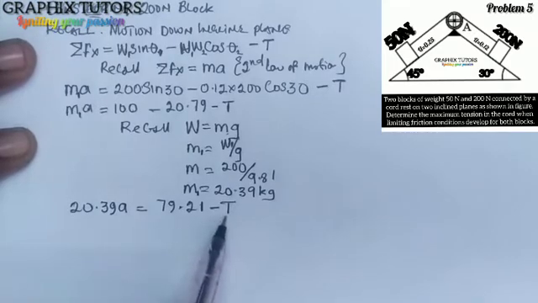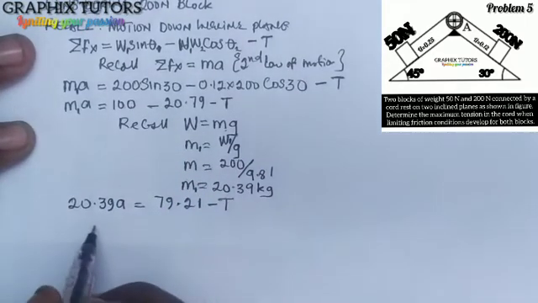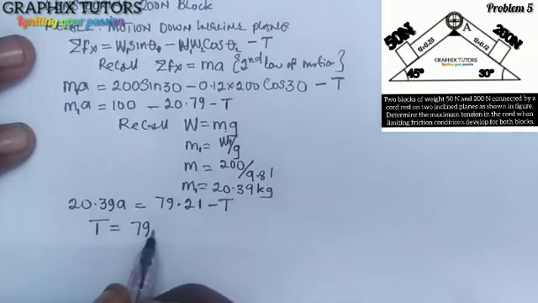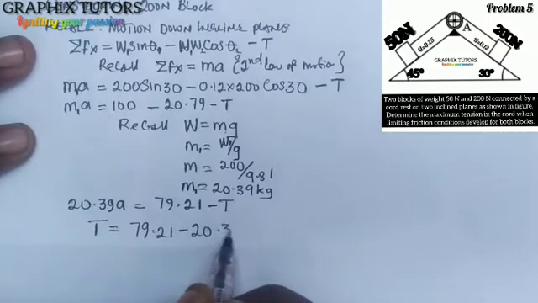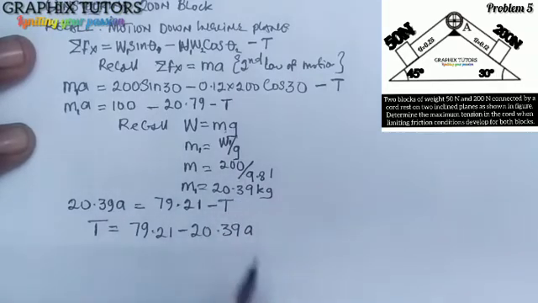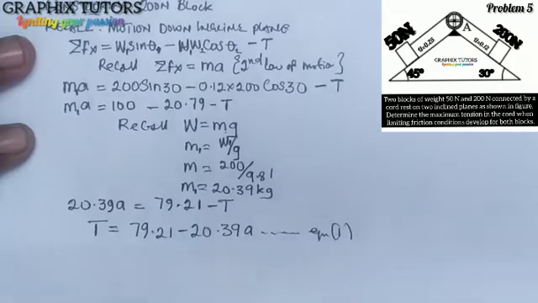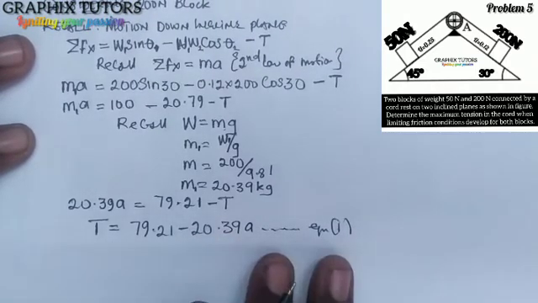So I will make the tension the subject, sorry for the formula here, because we are looking for what? The tension. So if the T should come to this point, it will be T equals 79.21 minus 20.39a. When it comes to the other side, it will become negative. So I'll term this my equation 1. Are we together? So we've considered the first block.